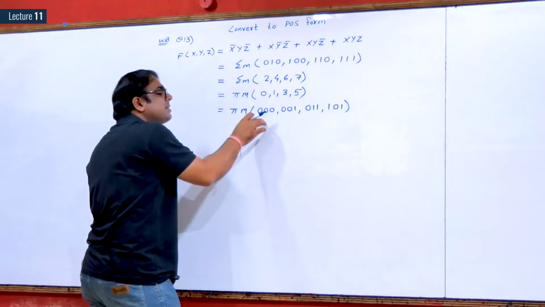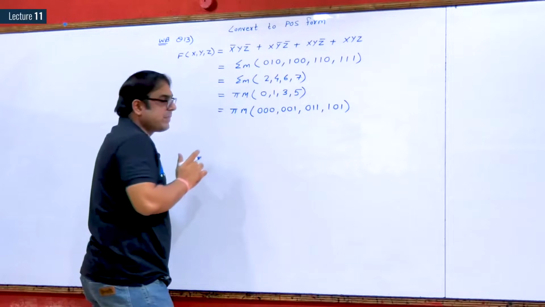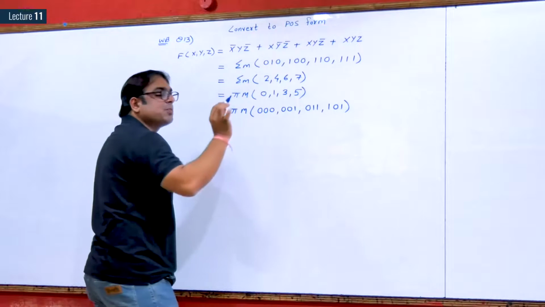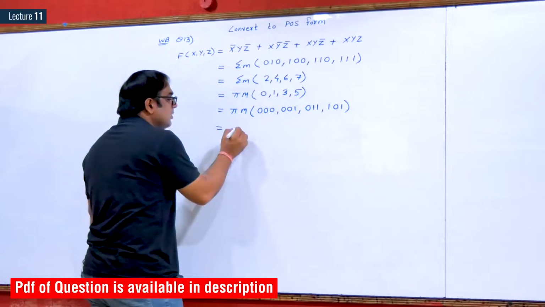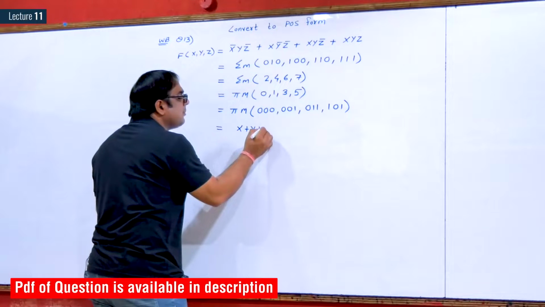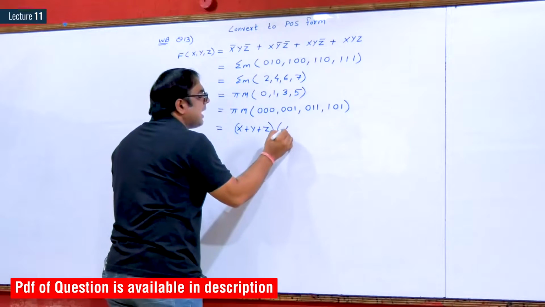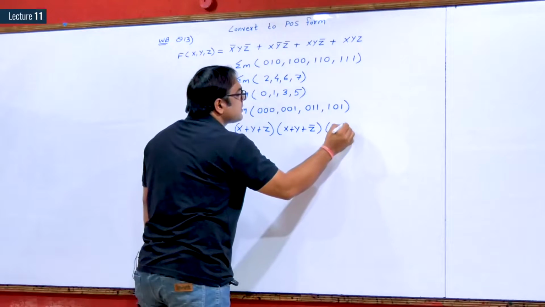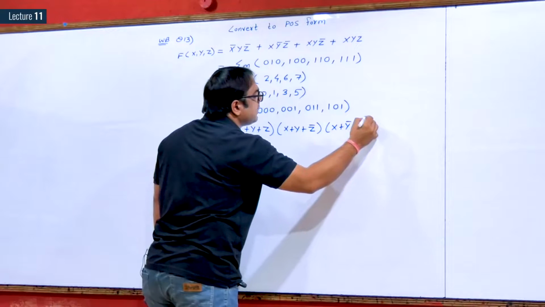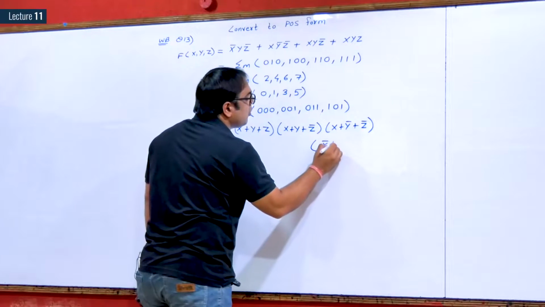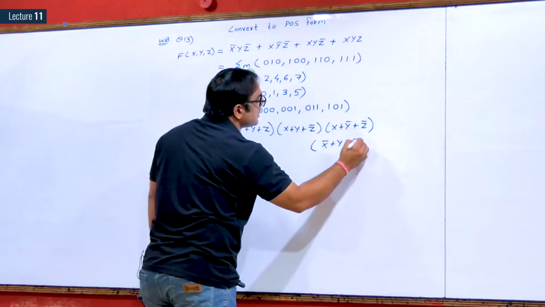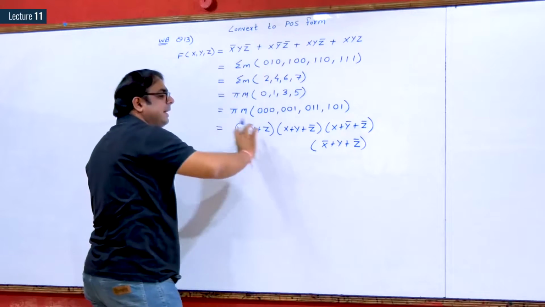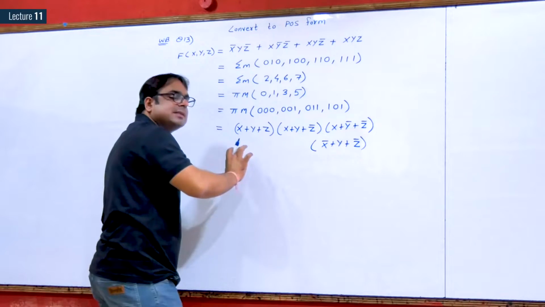Now from the bits I will convert to variable form. I should know that in maxterm or POS, 0 corresponds to the normal variable. So this will become x plus y plus z, x plus y plus z complement, x plus y complement plus z complement, x complement plus y plus z complement. So we have converted the SOP format into POS format, and this is the correct answer.